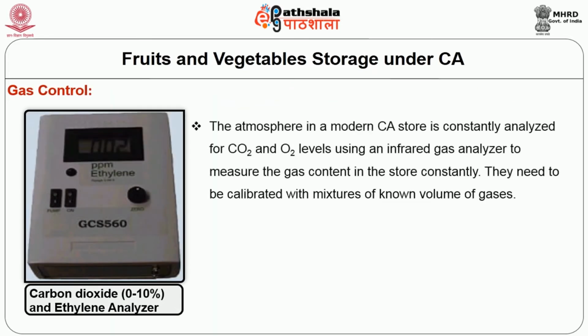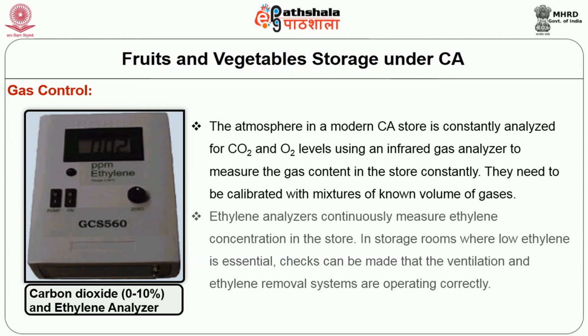Gas control. The atmosphere in a modern CA store is constantly analyzed for carbon dioxide and oxygen levels using an infrared gas analyzer to measure the gas content in the store constantly. These need to be calibrated with mixtures of known volume of gases. The following figures show the carbon dioxide and ethylene analyzers which are commonly used in CA rooms. These are portable dual gas analyzers.